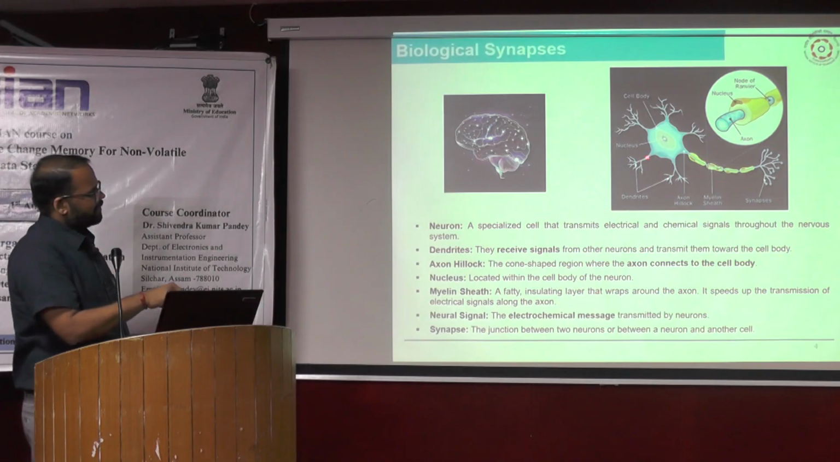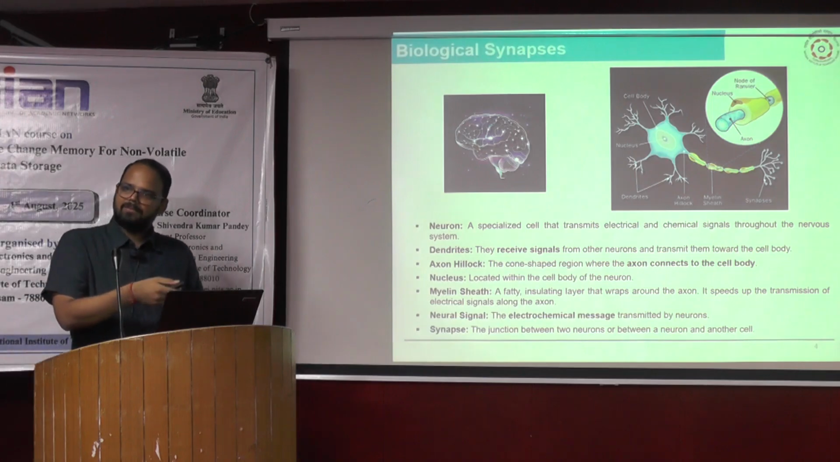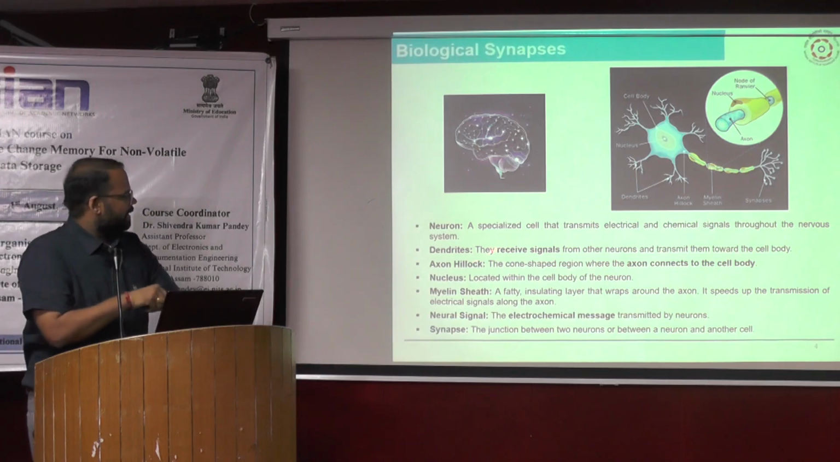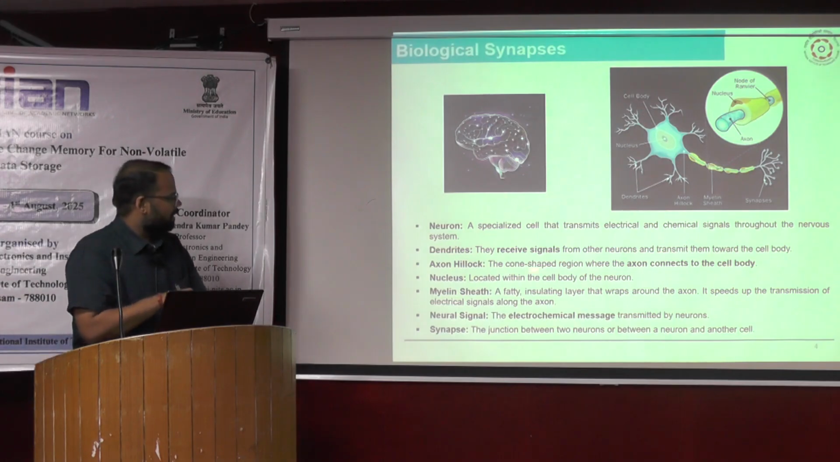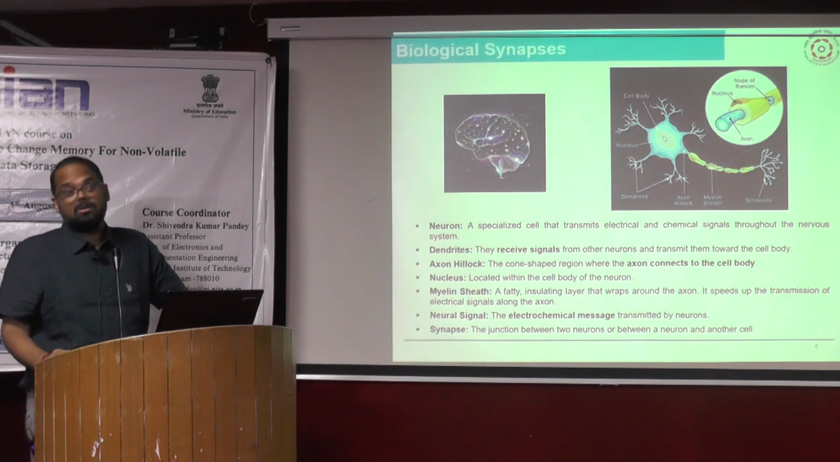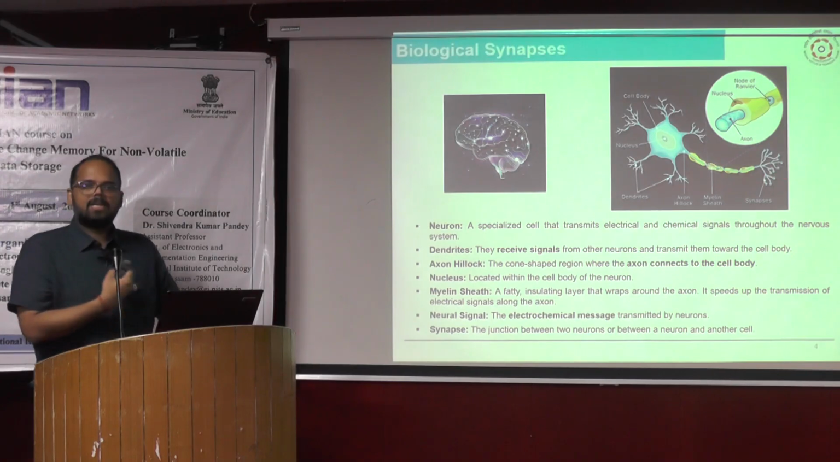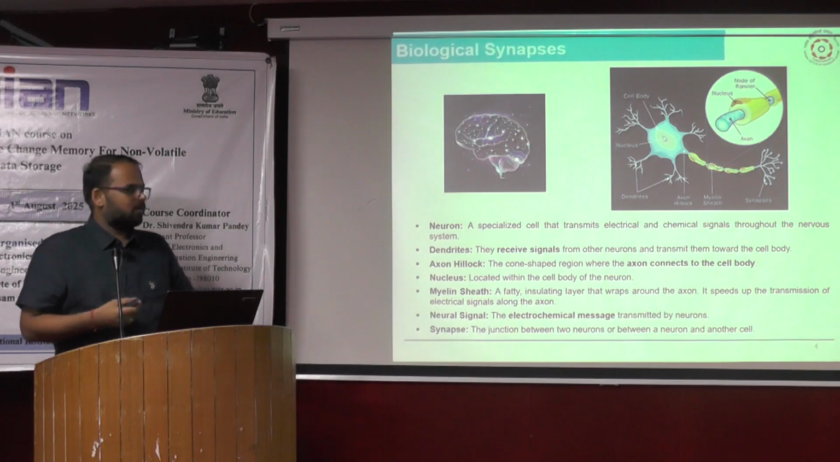So it is a kind of dendrite by which it could be connected, and then it transmits the signal from one place to another. And if you see this one, the axon hillock, it is the cone-shaped region where the axon connects to the cell body. So if one neuron is connected to the cell body, this is the way by which it provides the signals.